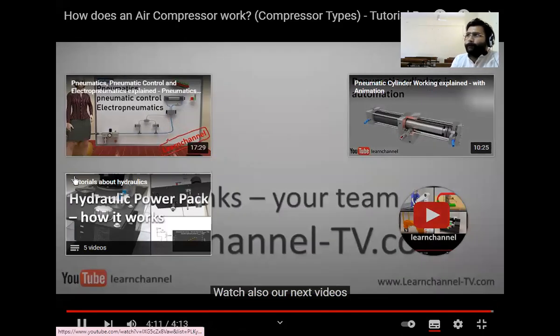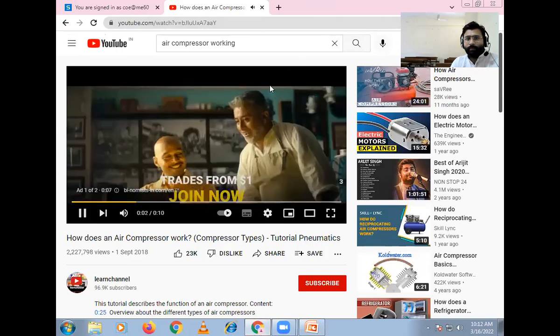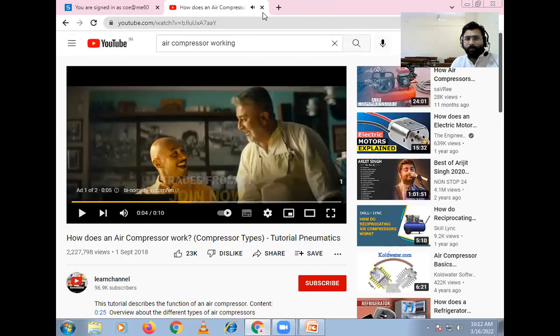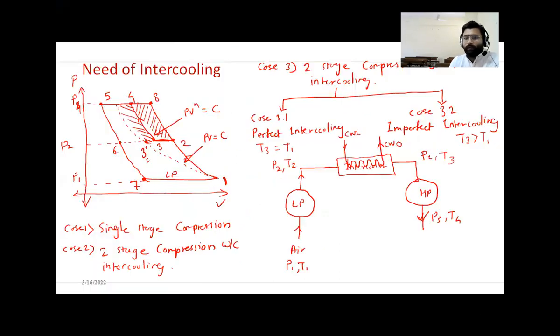Okay. So let us go back to the PPT. Coming back to the indicator diagram. This is the indicator diagram for multi-stage compression. The first case we have seen, that is single stage compression. In single stage compression, the indicator diagram will be regular, that is 1 to 8 to 5 to 7 to 1. So this is a regular indicator diagram for single stage compression.